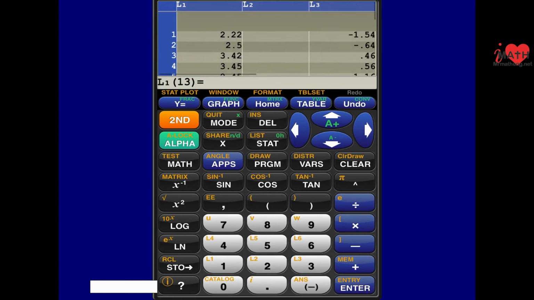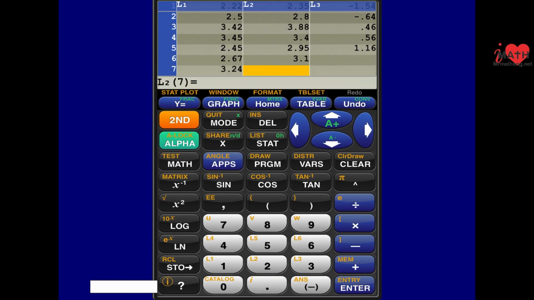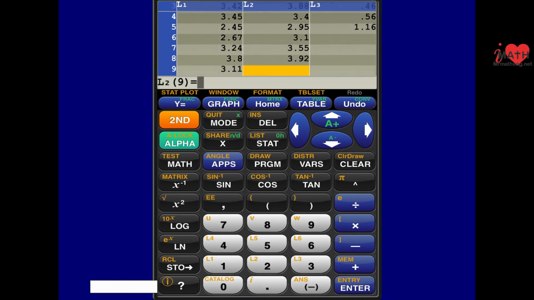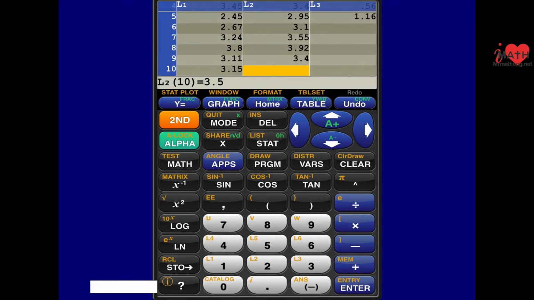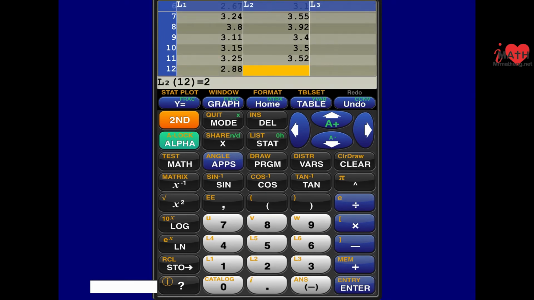Okay, let's go up to list 2. And this is your college GPAs. 2.35, 2.8, 3.88, 3.4, 2.95, 3.10, 3.55, 3.92, 3.40, 3.50, 3.52, and 2.90.